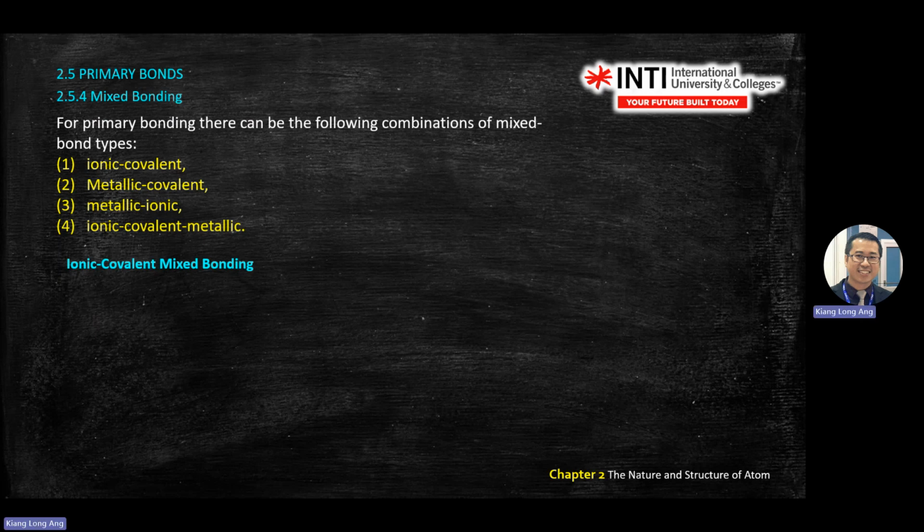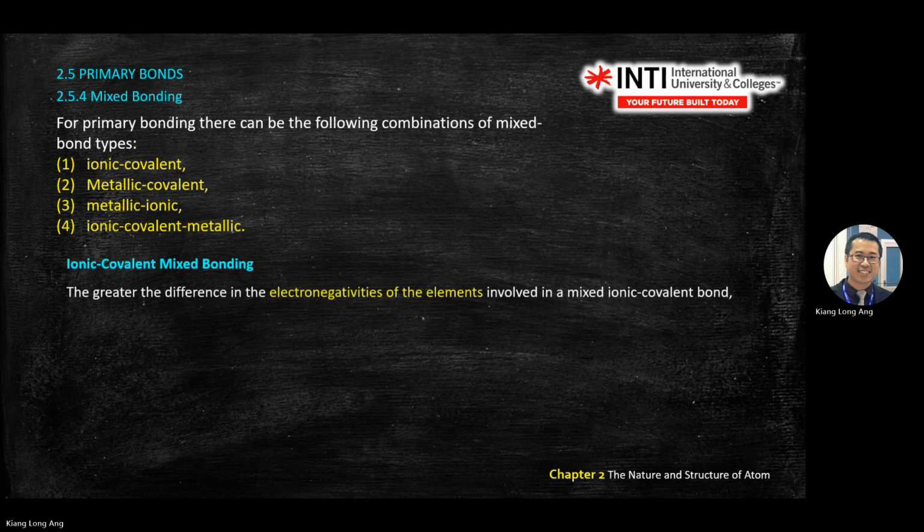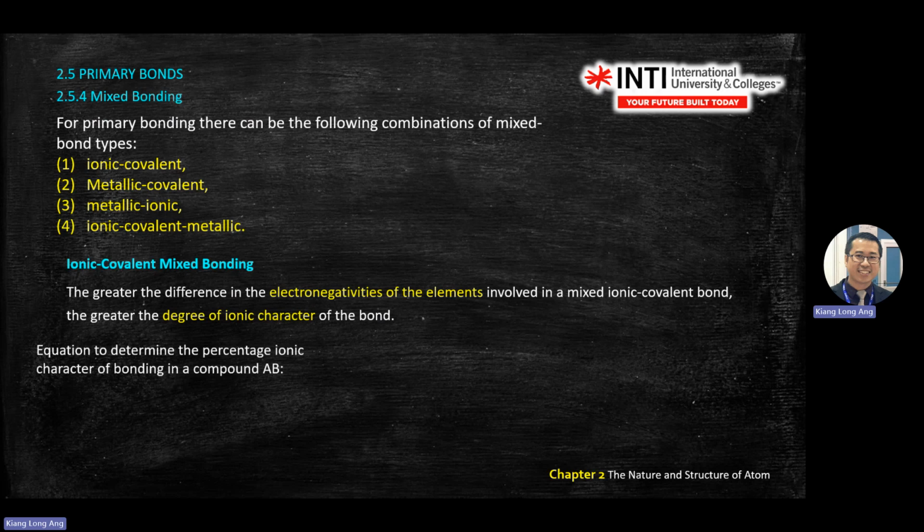So don't confuse this one with the primary bonding. Only mention this one if the question asks you how many mixed bond types, then this 4 is the answer. If the question asks you how many primary bonding you have, it's only 3. Metallic, ionic, and covalent. You only have 3 types of bonding, or metal-metal, non-metal, non-metal, metal, non-metal. So the rest you read.